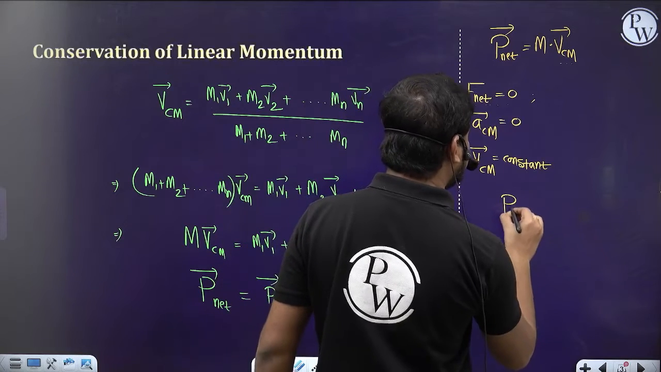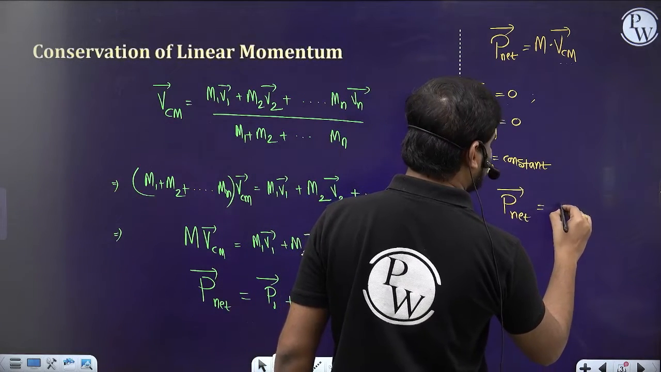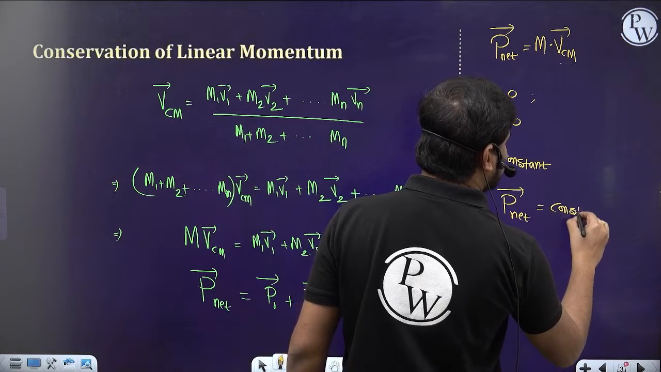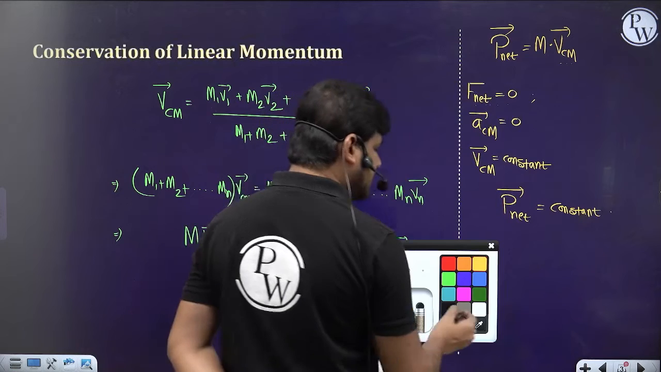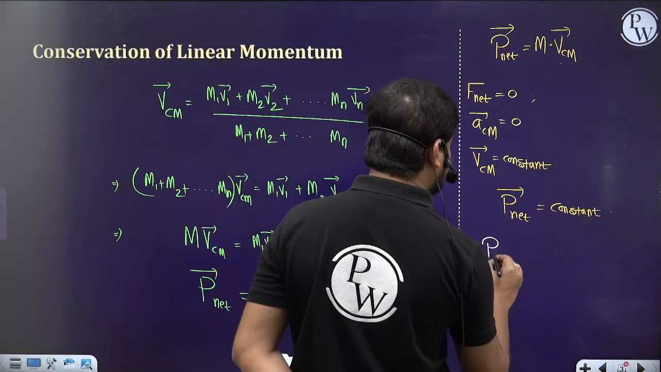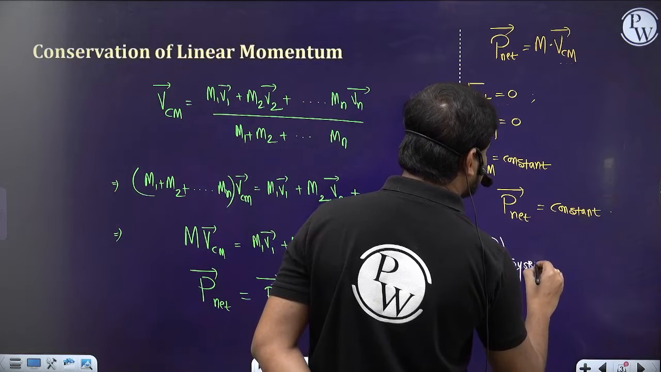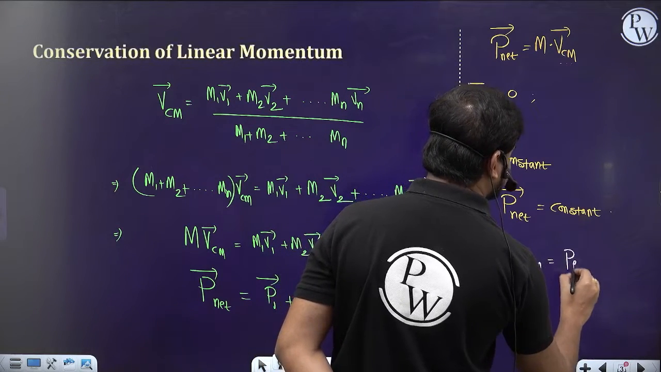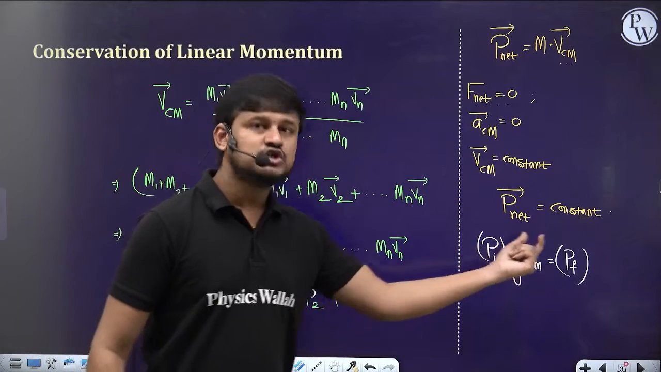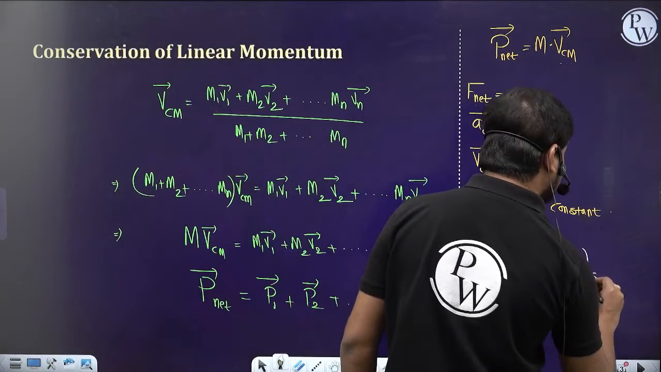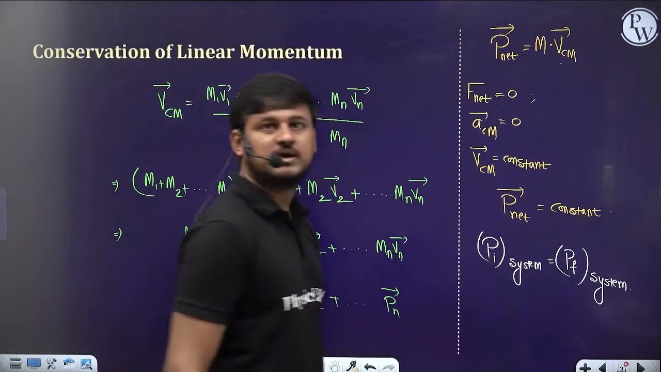So the P net will become constant. I can say the P net of the system will become constant. If the P net of the system is constant, then the P initial of the system will be equal to the P final of the system, that is, the initial momentum will be equal to the final momentum of the system. Yes or no? So the initial momentum of the system is equal to the final momentum of the system.